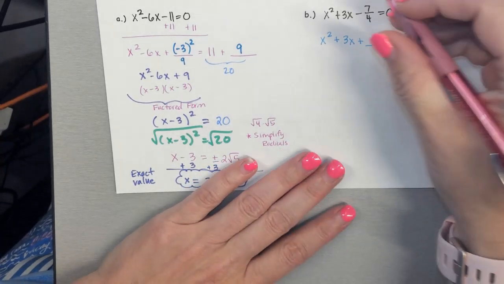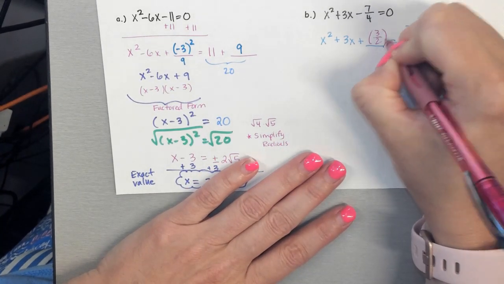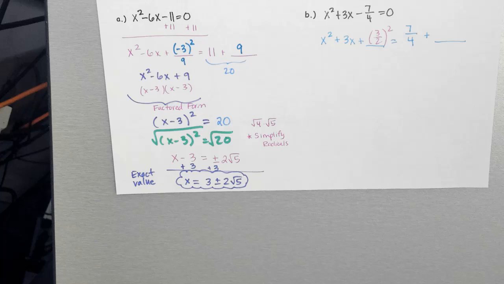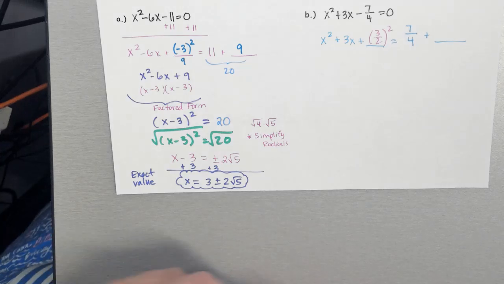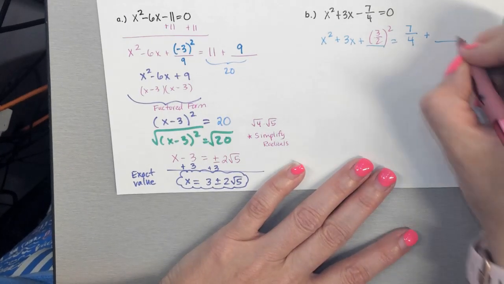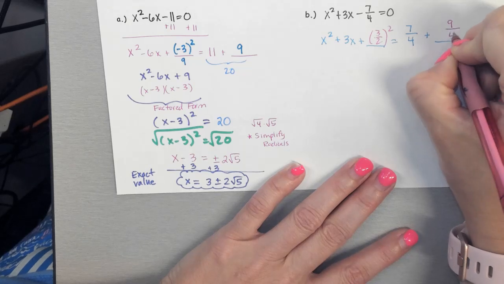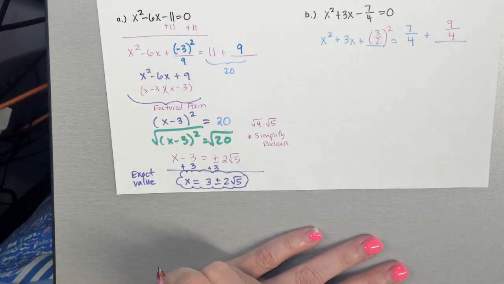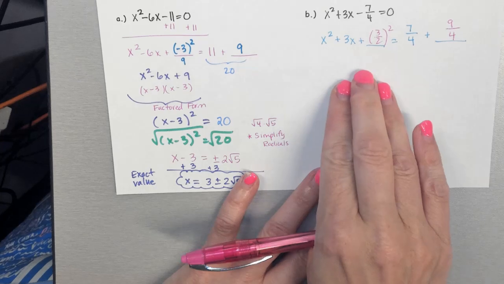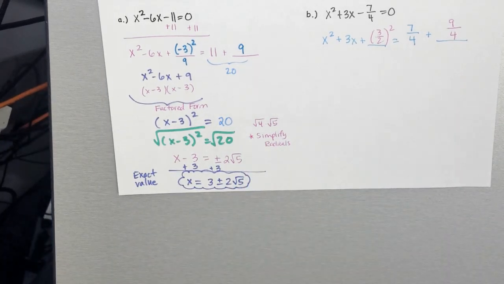So this is my b value, 3 over 2 squared. And then when you have a fraction, you just square the top, square the bottom. 3 squared is 9. Yep, 2 squared is 4. Okay, and I want you to see if you can write that in factored form and the other side.